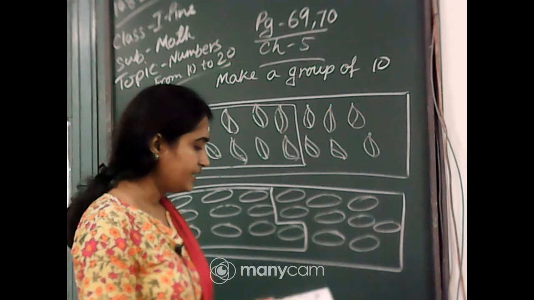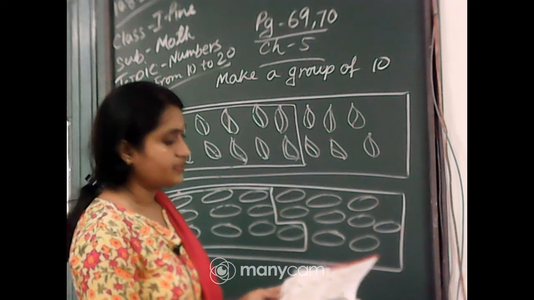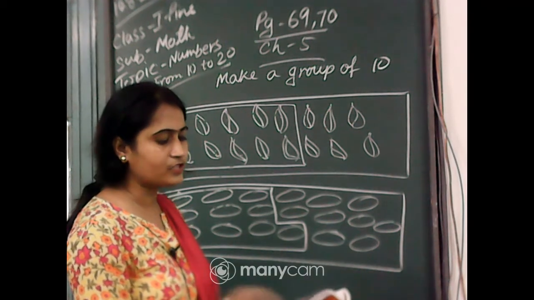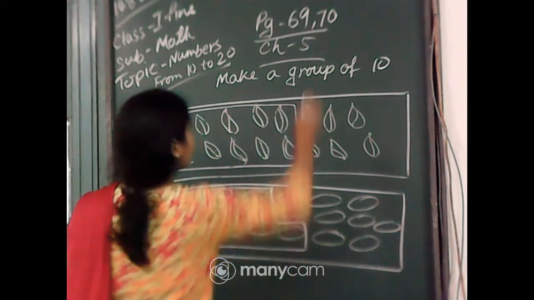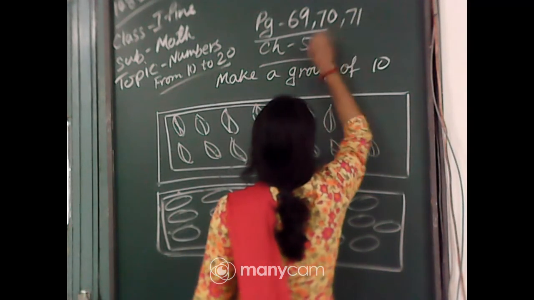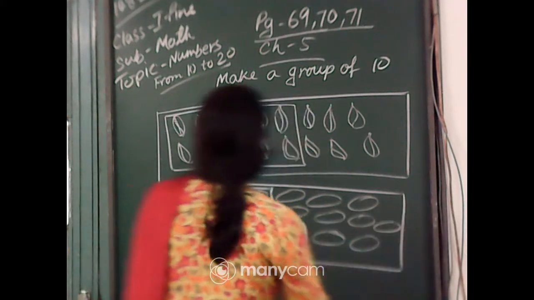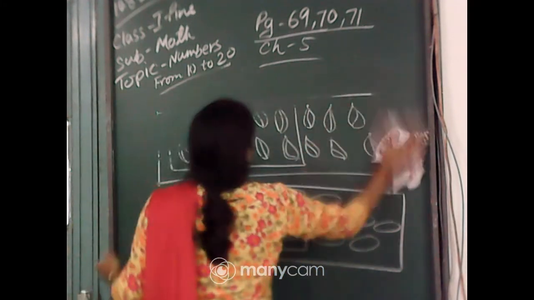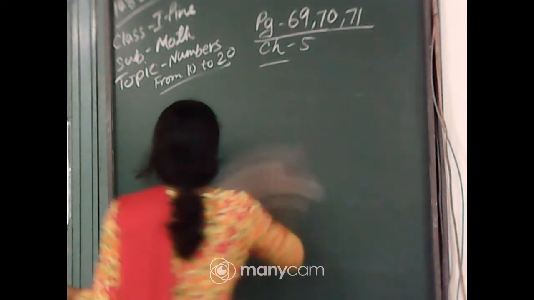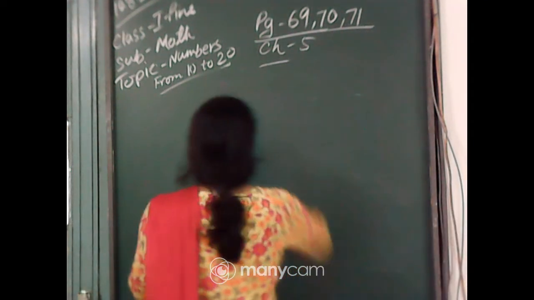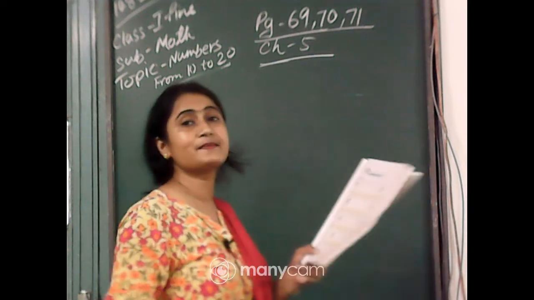Okay. Now we will go to the next. Let's start today. Only we will solve this page. Okay. Page number 71. Open. Please turn over to the next page. Page number 71. Fill in the blanks. One has been done in your book.